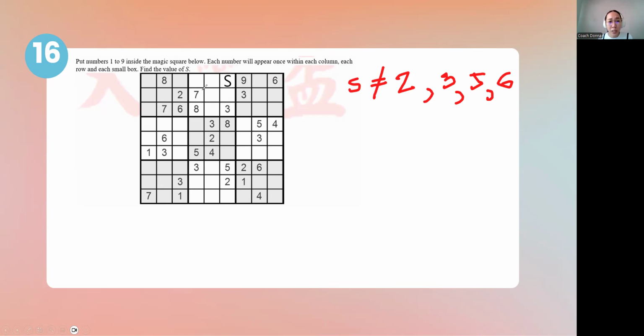It cannot also be a 7 because inside this 3 by 3 square, we already have a 7. We cannot repeat that. There's also an 8 in that 3 by 3, so 8 is out of the option. 9 cannot also be there because look at that row, we have a 9 there. So S can only be 1 or 4. All right, we've narrowed it down. So how do we identify whether it's 1 or 4? Let's see.